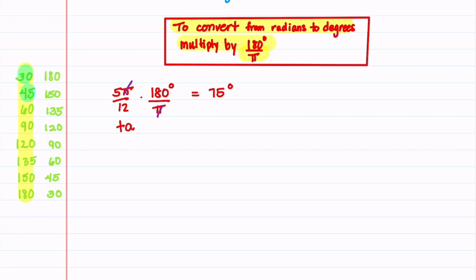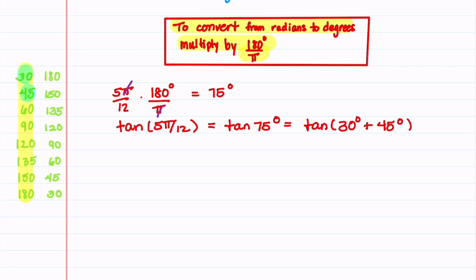We can write the tangent of 5 pi over 12 is equal to tangent of 75 degrees, which is equal to tangent of 30 degrees plus 45 degrees. Our sum identity is tangent alpha plus beta is equal to tangent alpha plus tangent beta. Notice the signs are the same. And then we divide by 1. Now we change the sign, minus tangent alpha tangent beta.